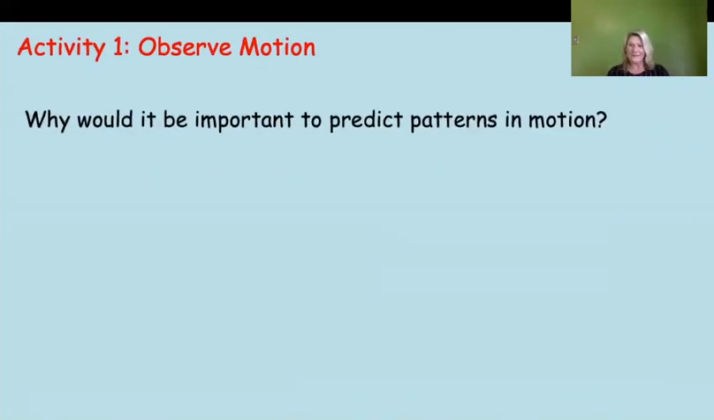So why would it be important to predict patterns in motion? So why are we even talking about this? Let's think about it in the real world, in jobs. Why would predicting patterns in motion be important? Think about engineers.